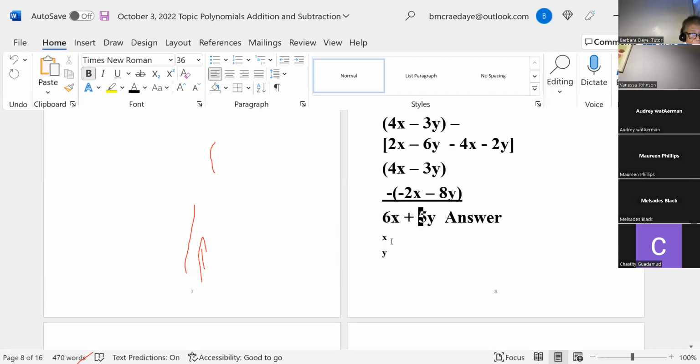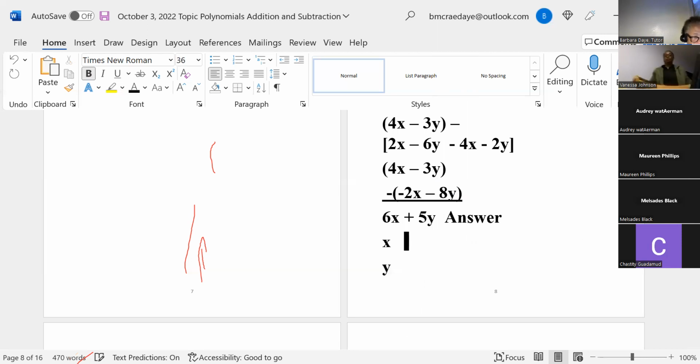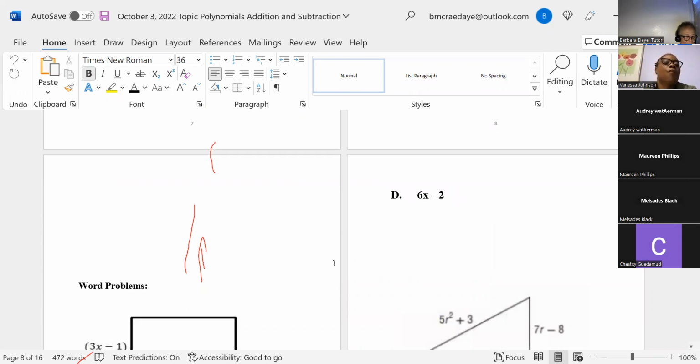Okay, now the coefficient of X, Maureen, is what? Let me just make this bigger. This is what we're doing, so what's the coefficient of the X, Maureen? 6. And the coefficient of the Y? 5. That's it. There's your coefficient. The number in front of the variable is the coefficient. Questions?